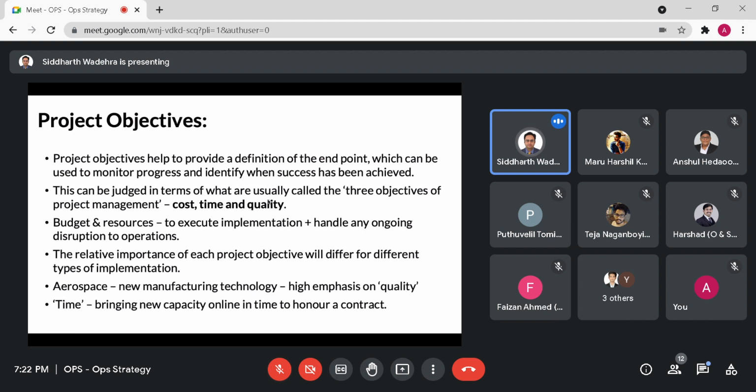Likewise, each organization, each process, and each industry will have its own project objectives of importance, whether it's cost, quality, or time. It will depend on which industry you are in and which organization in that industry you are in, whether you're a cost-conscious player or whether you are perceived as a premium high-end player, and so on and so forth.